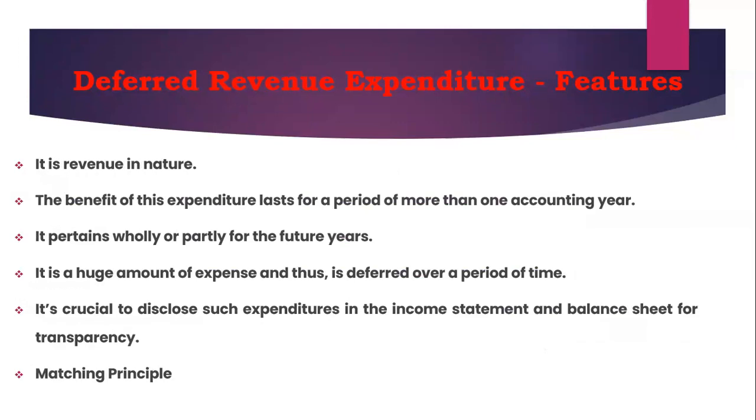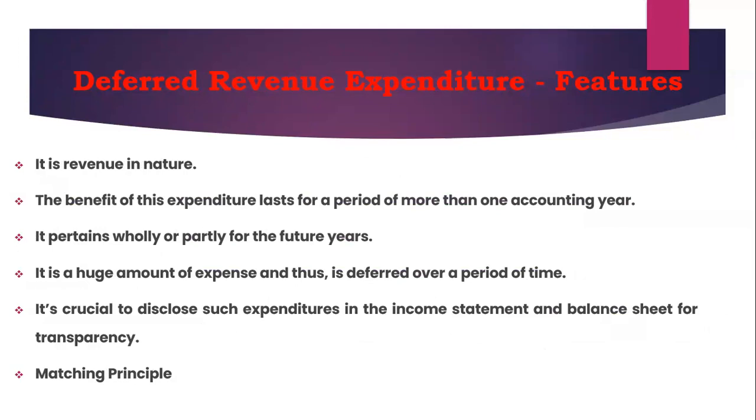So, what are the main features of deferred revenue expenditure? This is revenue in nature, so that is why it is called deferred revenue expenditure. We are incurring it for one accounting period, but the benefit of that expenditure lasts for almost 3 to 5 years. It pertains, wholly or partly, to future years. As it is a huge amount of expenditure, it will be carried for a number of years.